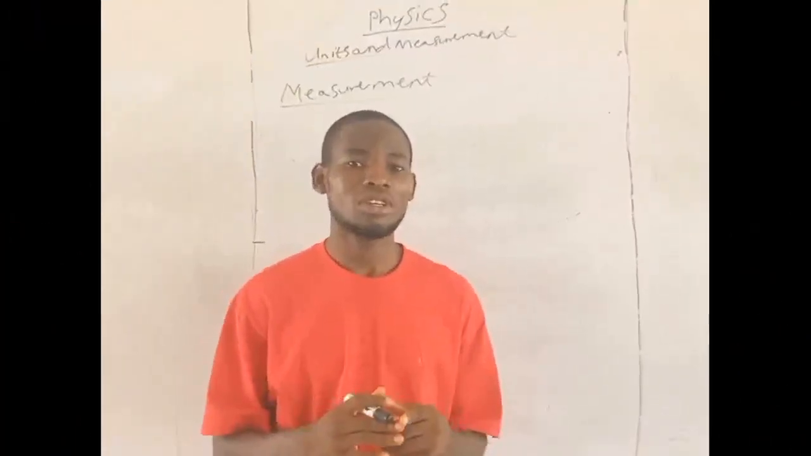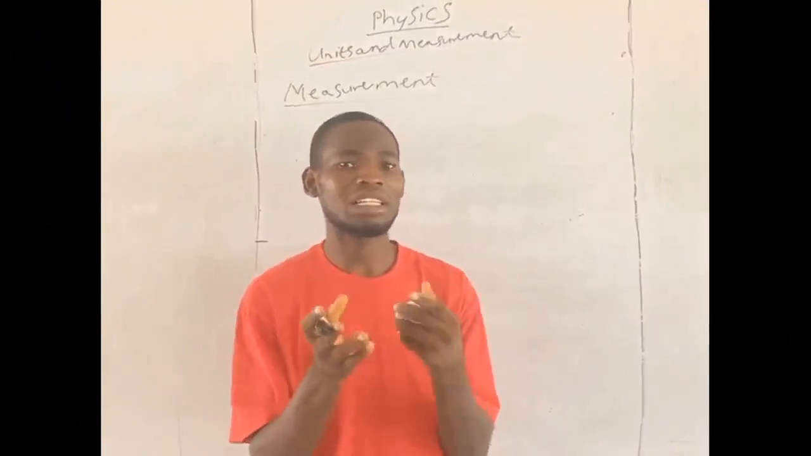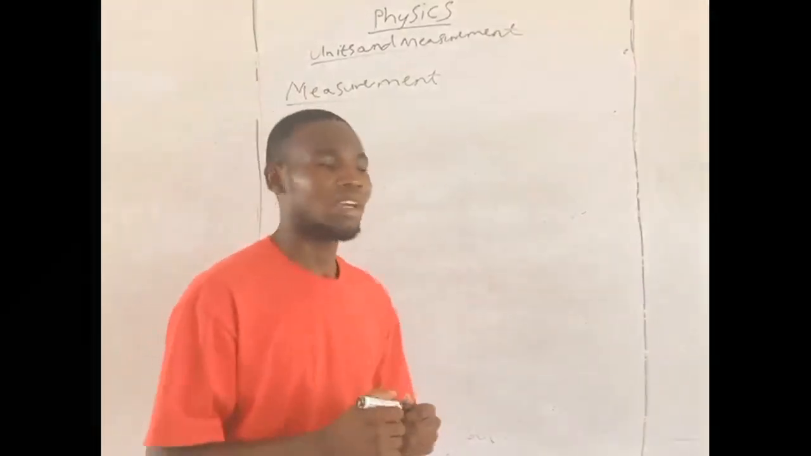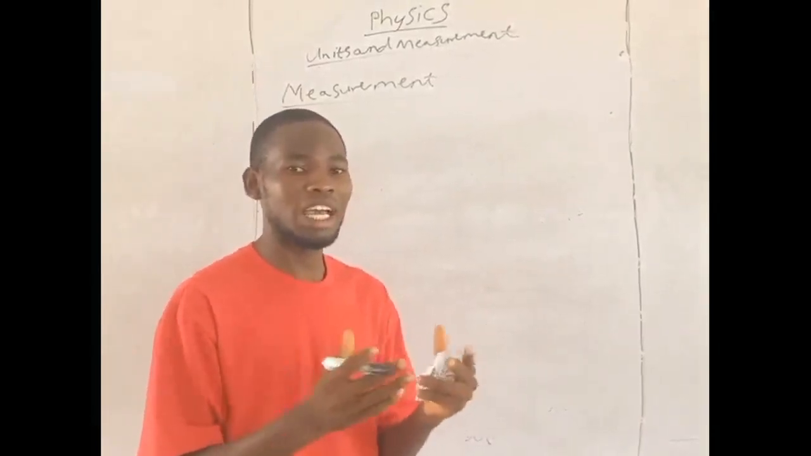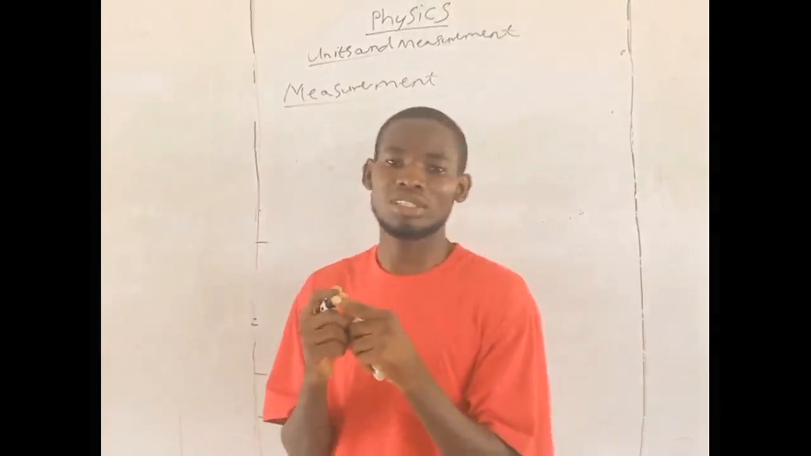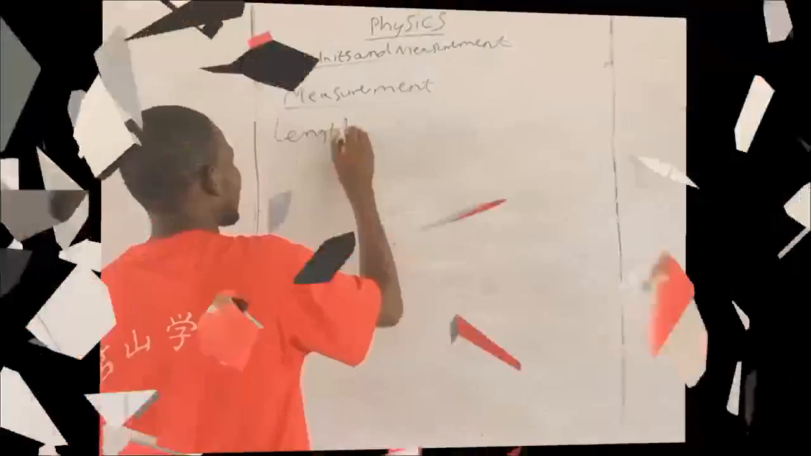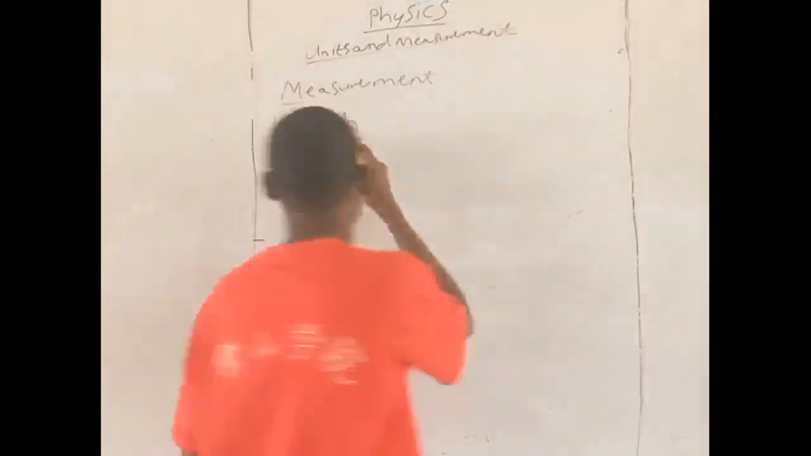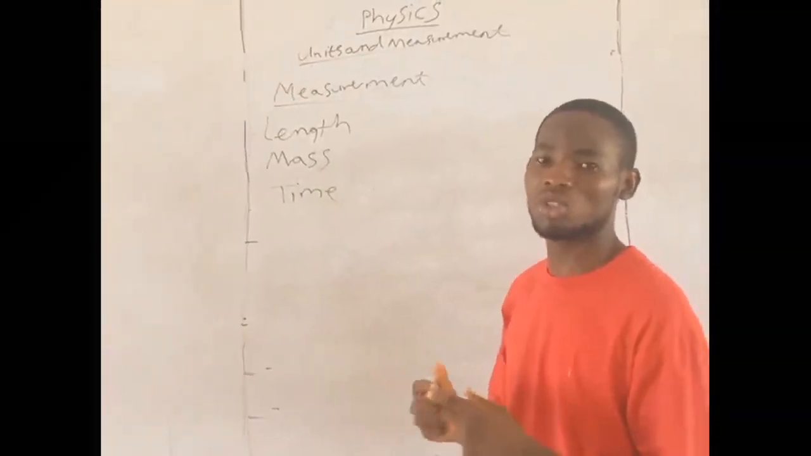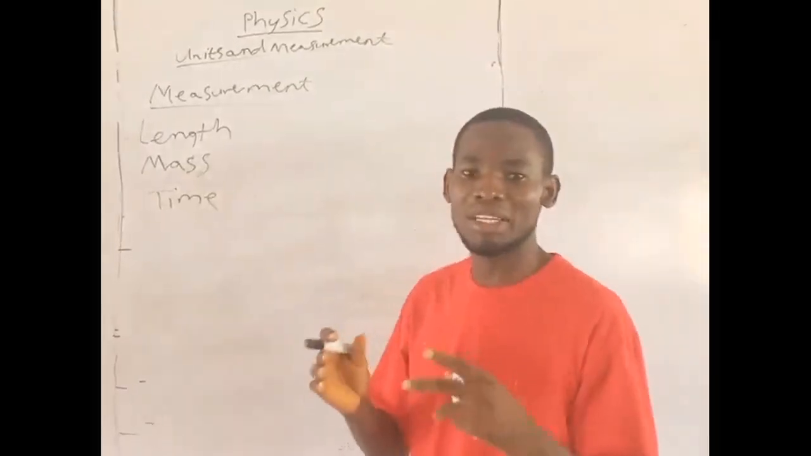Now we have talked about the units and the physical quantities, which are the fundamental quantities and derived quantities. Now let's talk about measurement. I told you earlier that measurement helps us to quantify the physical quantities. Now in physics, there are three basic quantities that we normally use, which are the length, mass, and time. These are the three basic physical quantities used in physics. In that case, I want us to discuss length, mass, and time and how they are being measured.